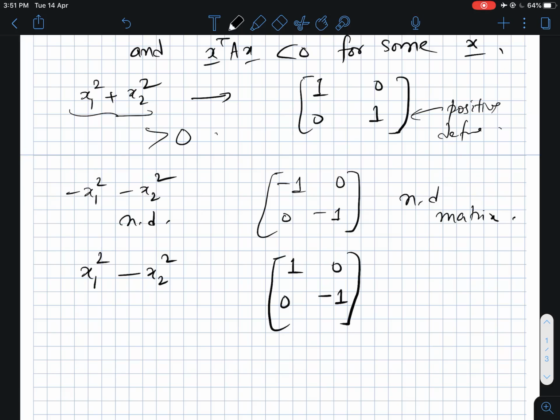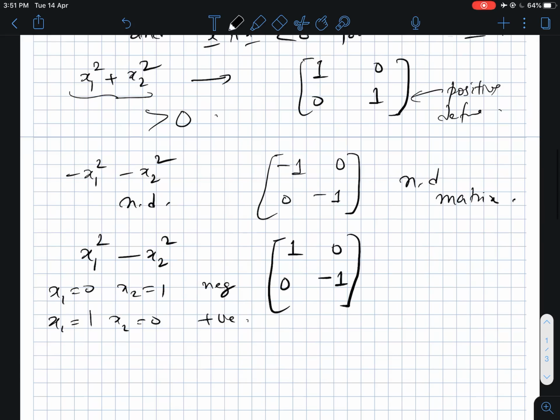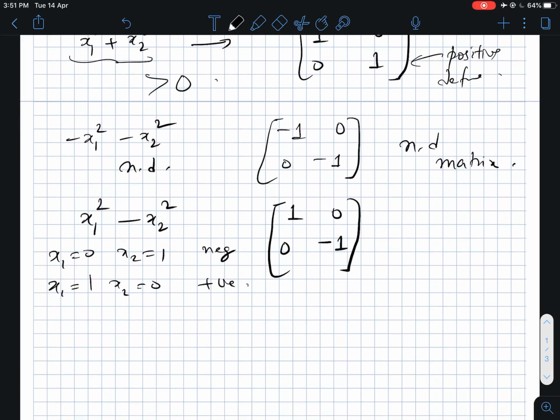This quadratic form x1 square minus x2 square is indefinite, because if you set x1 equal to 0 and x2 equal to 1, you get a negative number. If you set x1 equal to 1 and x2 equal to 0, you get a positive number. So you get both negative and positive. It doesn't stay always negative or always positive, so it's indefinite. Fine, so this is the definition of positive definite matrices.